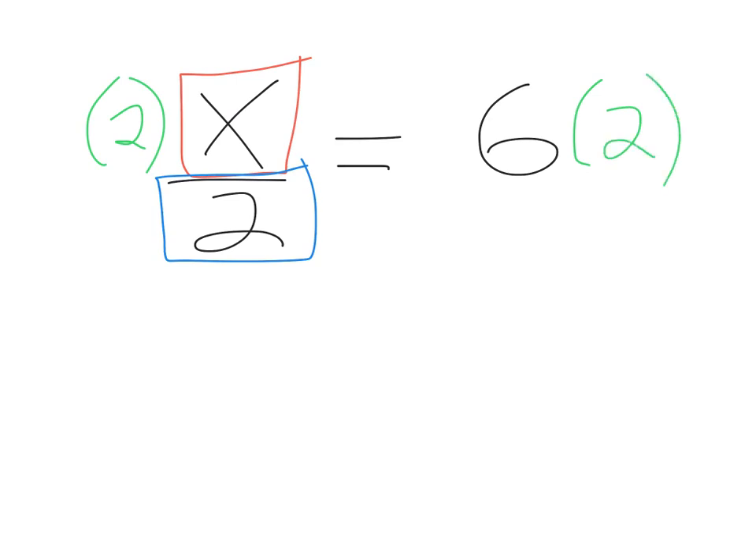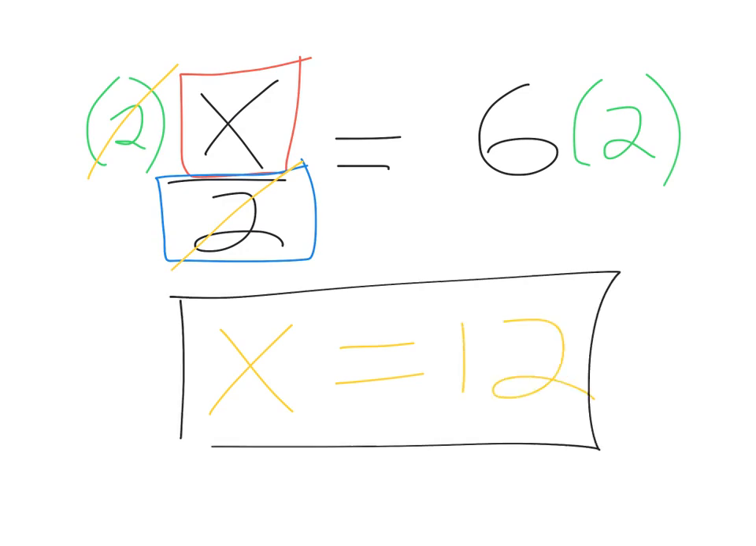If you multiply by 2 and divide by 2, you're going to cancel out your 2's, leaving you with just an x. And on the other side, 6 times 2 is 12. And there we have our final answer.